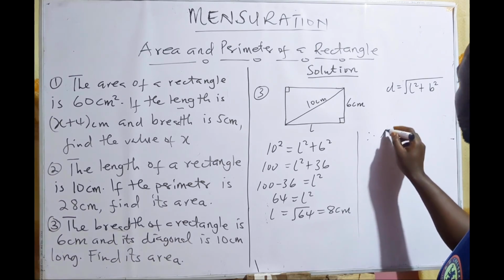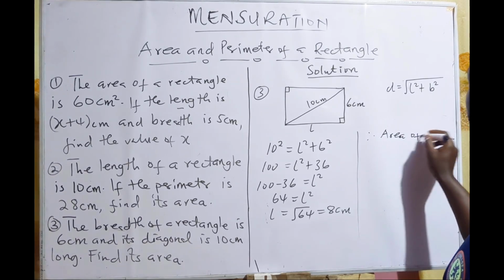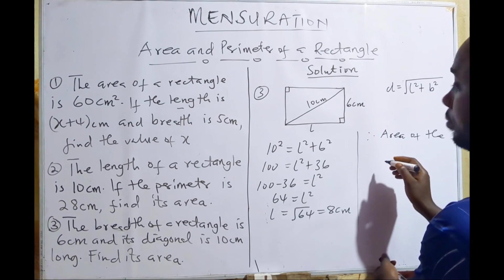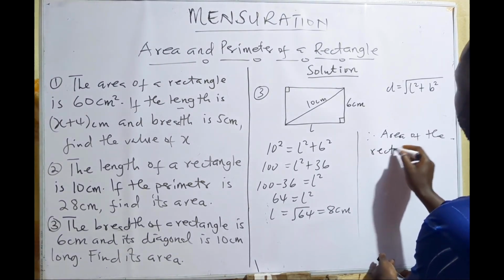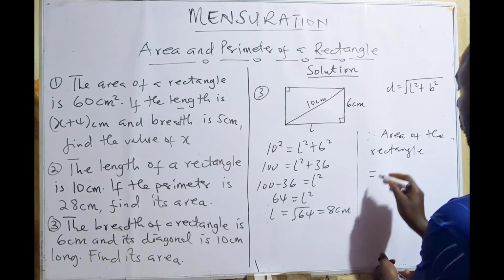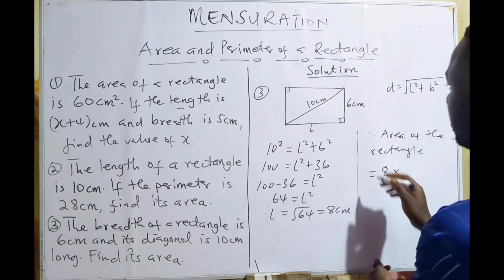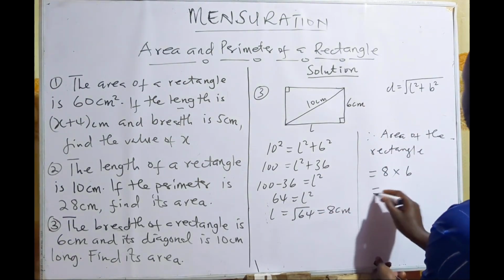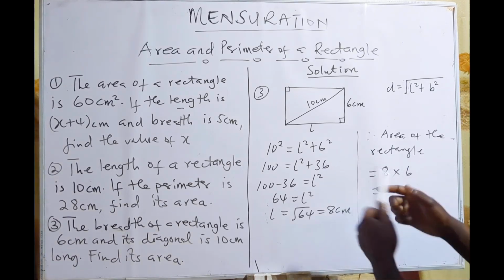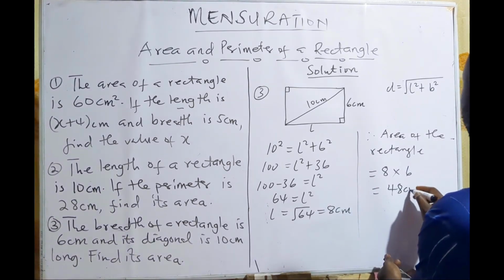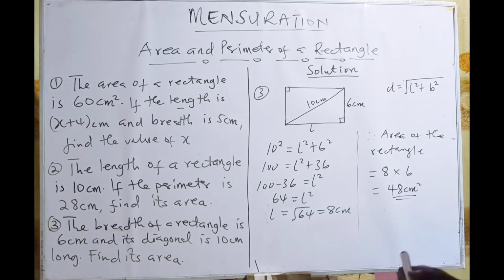You say that therefore area of the rectangle is equal to the length, which is 8, times the breadth, which is 6. So what is 8 times 6? That is 48 centimeters square. So our area is 48 centimeters square. It's 48 centimeters square. Alright. So this is our area.